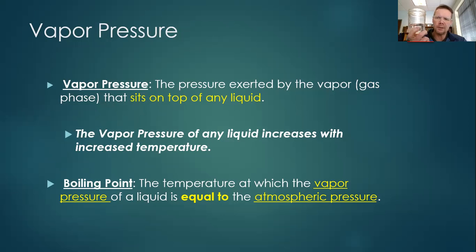The vapor pressure of my water in this glass is less than the pressure of the air. If it wasn't, my water would be boiling, right? So either the pressure of the air, the atmosphere, would have to decrease, or the pressure of my water would have to increase. If I heated up my water, we're going to get to a point where the vapor pressure of my water is going to be equal to the atmospheric pressure, and then my water is going to begin to boil. And that's the boiling point, the temperature at which the vapor pressure of the liquid is equal to the atmospheric pressure.